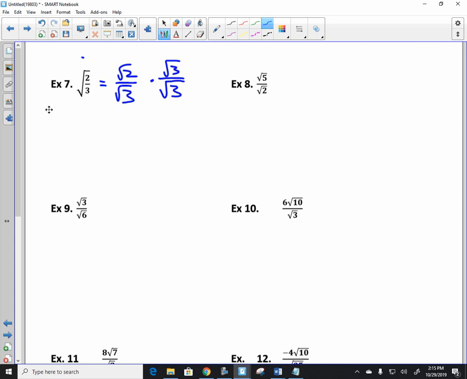So in the numerator, we get the square root of 6. What do you get in the denominator? You get 3, the square root of 9, which is 3. So now this is simplified because the denominator does not have a radical.